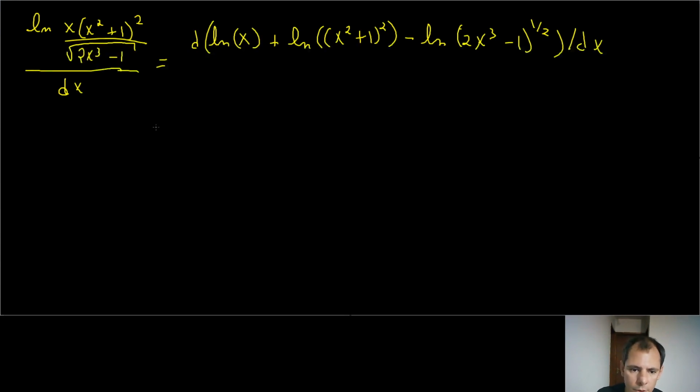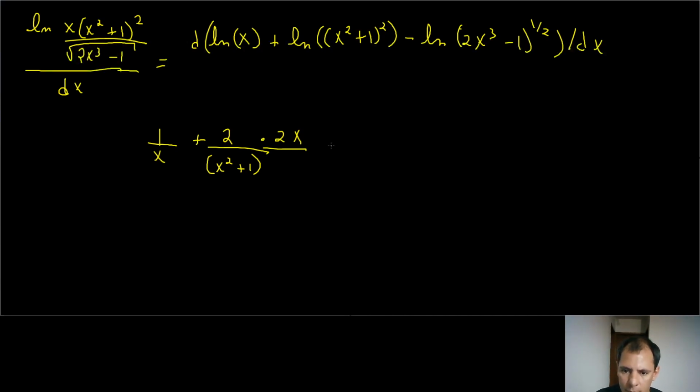So the first one is just going to be 1 over x, and the second one, you can put this 2 in here. So that's what we're going to do, plus 2 times ln of x squared plus 1 is going to be divided by x squared plus 1 times the derivative of this, which is 2x, okay?